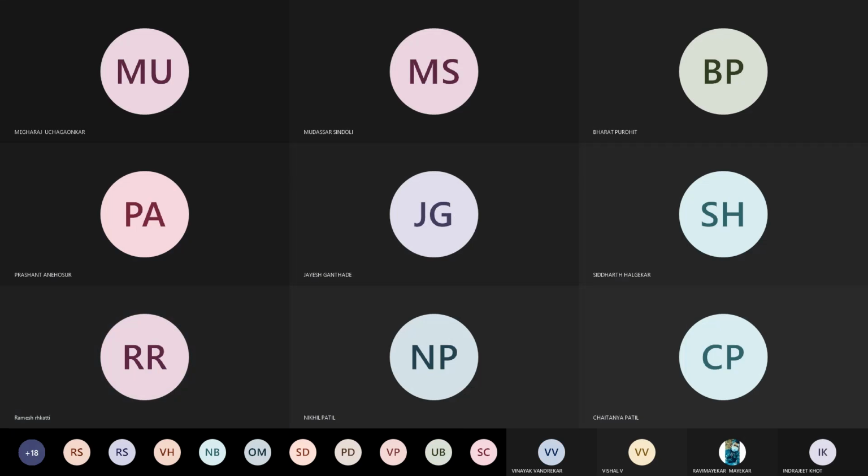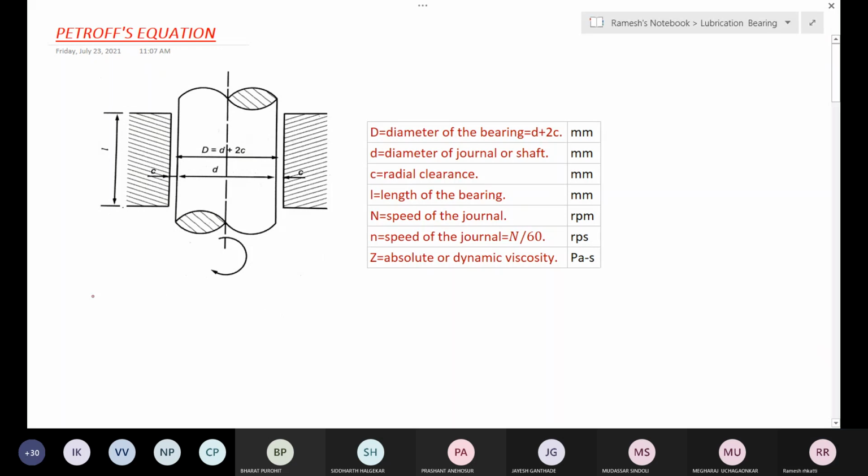Petroff's equation. To derive Petroff's equation, I have considered a vertical shaft. Here you can see a vertical shaft which is rotating in a guide bearing, and this capital D is nothing but the diameter of the bearing.